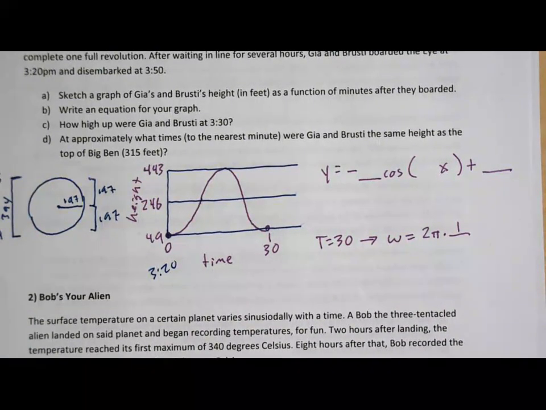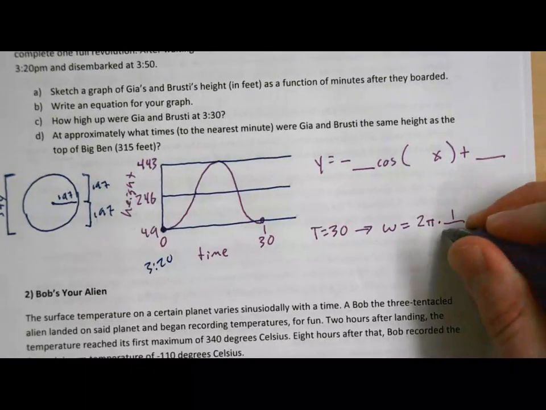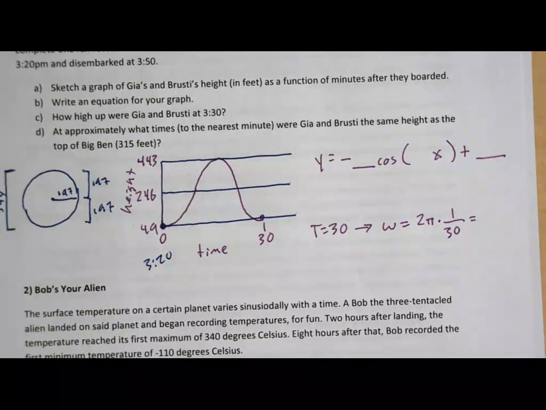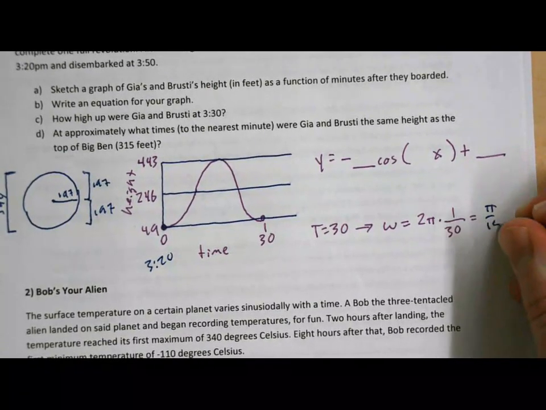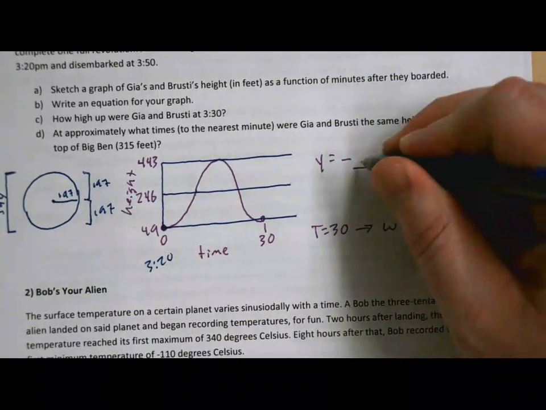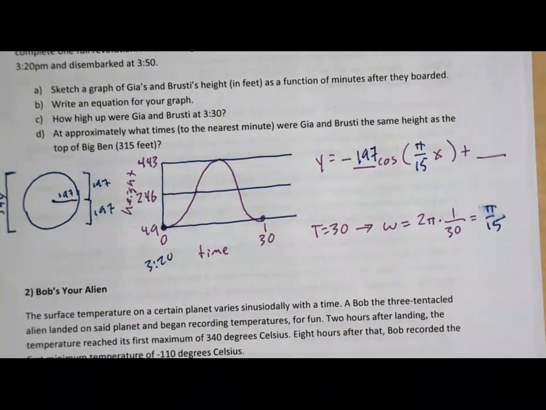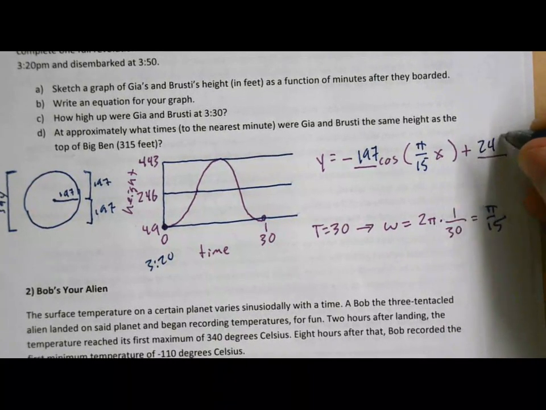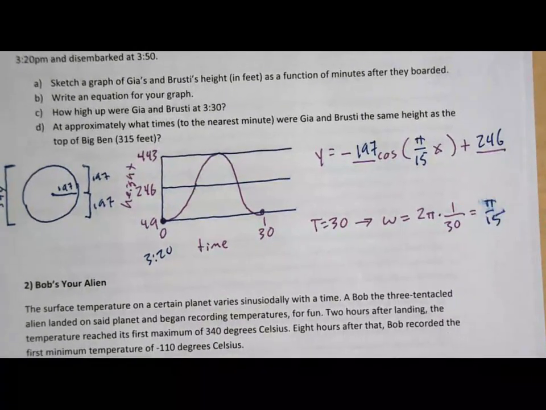Great question. Thank you. What did you guys come up with for omega? Pi over 15. That's what I got too. And our amplitude was 197. And our vertical shift was 246. Wonderful. Okay.